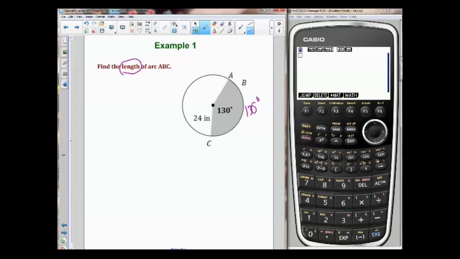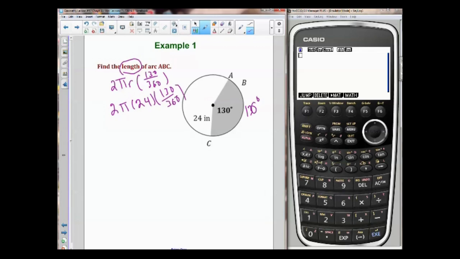And we have a handy dandy formula for that using some algebra. The circumference formula is 2 pi r times the percent, which is part over whole, 130 over 360. So we just plug in what we know and find what we don't know. So I have 2 pi times 24 times 130 over 360.